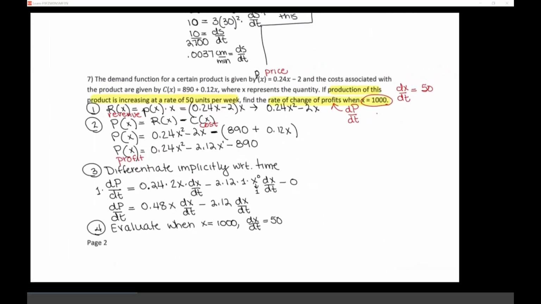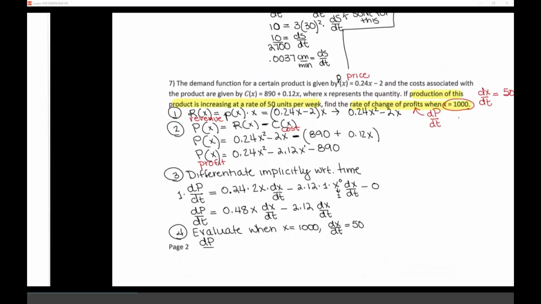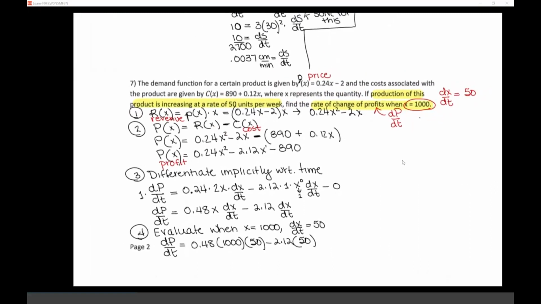Okay, so this is just plug in the numbers, dP/dt. 0.48 times 1,000 times 50 minus 212 times 50. Again, this is strictly a calculator problem, but it's worth talking about what units it would be in.